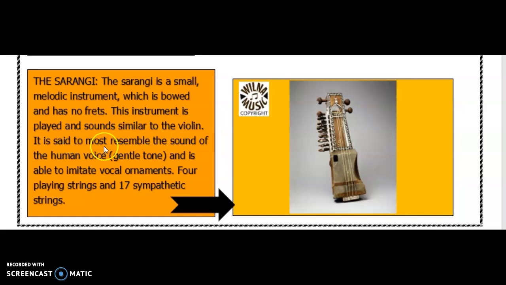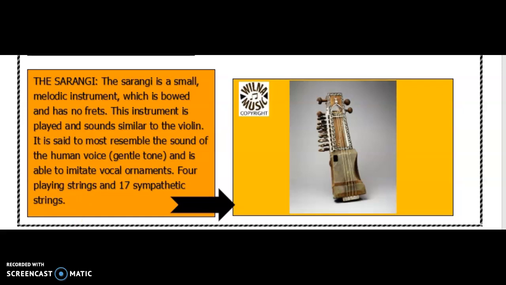It is said to most resemble the sound of the human voice. So it's got a gentle tone, and it's able to imitate vocal ornaments. And that is what this instrument did. It copied and imitated the voice. So it played heterophonically. So that is what you could have written there. This is the sarangi playing. It copied the voice and it imitated and it played heterophonically because it shared the same melodic material with a voice.